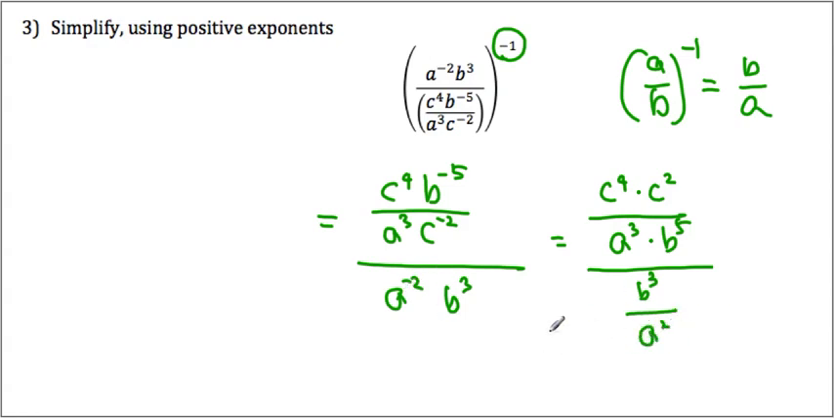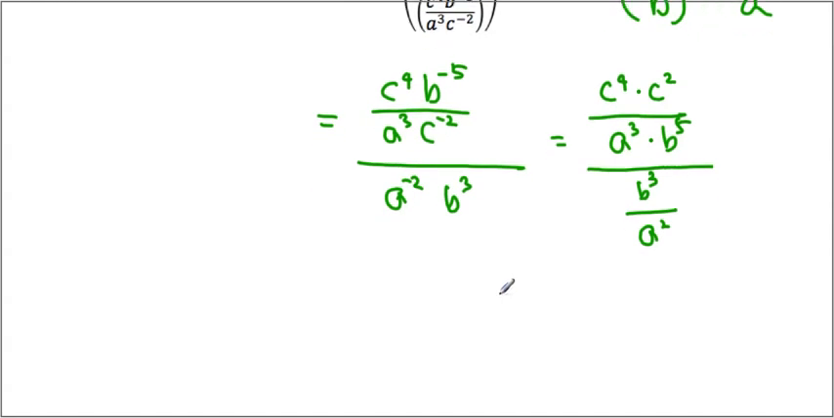Now, if I were to combine the numerator of the numerator, we get c to the 6th power. Denominator is a to the 3rd times b to the 5th. Multiply that by, division by a fraction is multiplication by its reciprocal. So a squared over b to the 3rd.